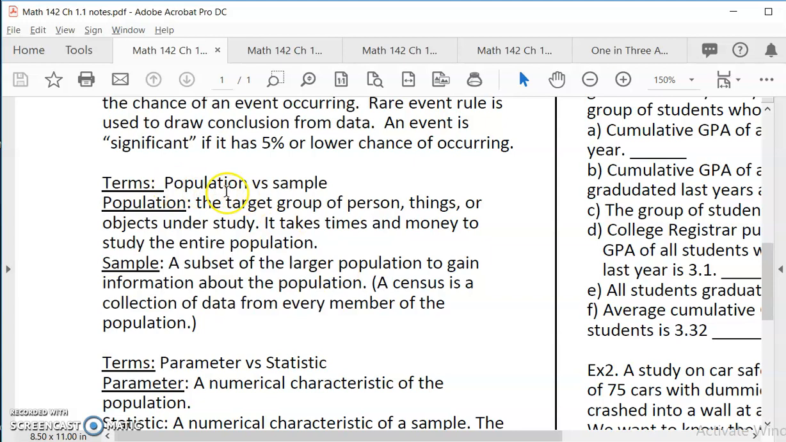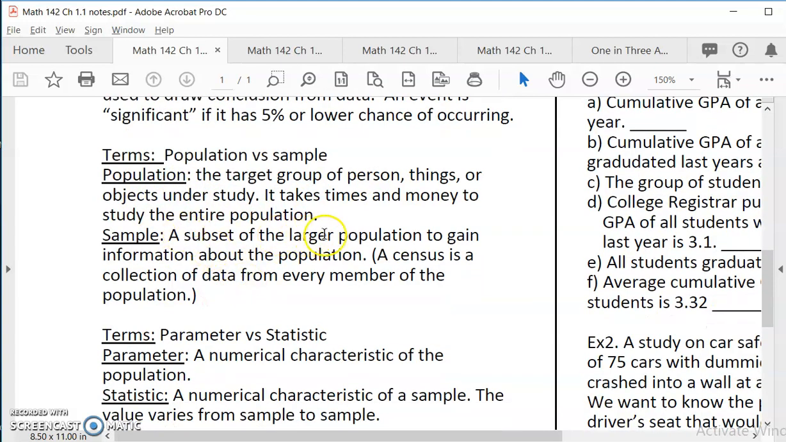So population is the target group that they want to study. It doesn't have to be people. Population is an English word, so very often it is people, but you could be studying houses. You could be studying animals. So those are the population. Sample is a subset of the larger population. You do a survey or some kind of measurement of this sample so that you can know information about the population. You extend this finding that you have in the sample to the population.